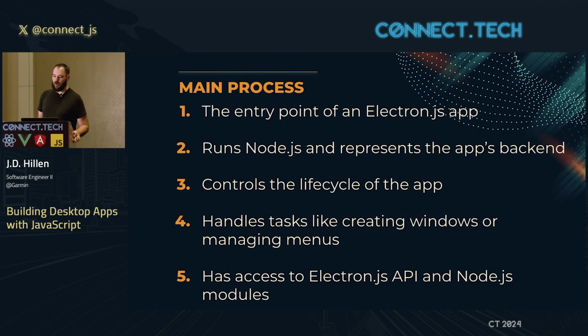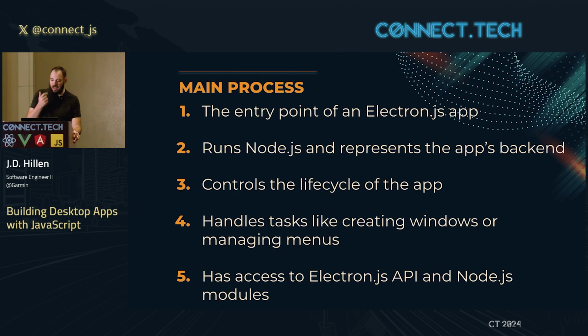So inside the main process, that's the first entry point into your Electron.js app. It runs in a Node environment and represents the application's backend. So it is all Node under the hood, which is really great because I'm assuming if you're here at this talk and you know a little bit about JavaScript, you know a little bit about Node, and that's really all you need to know. It works on Node.